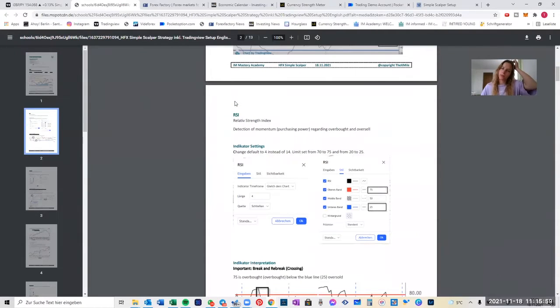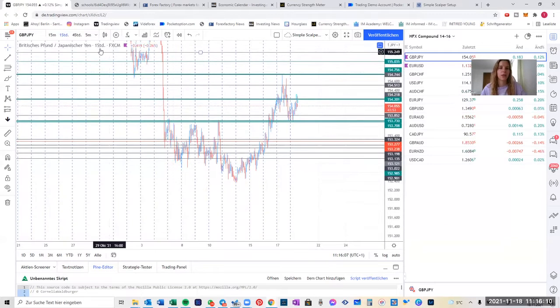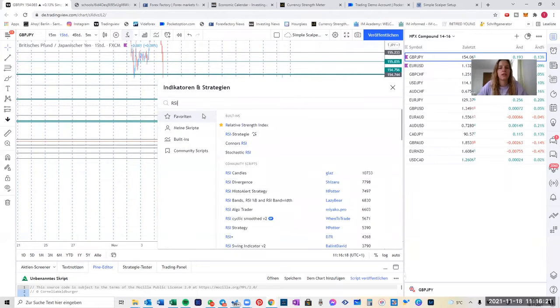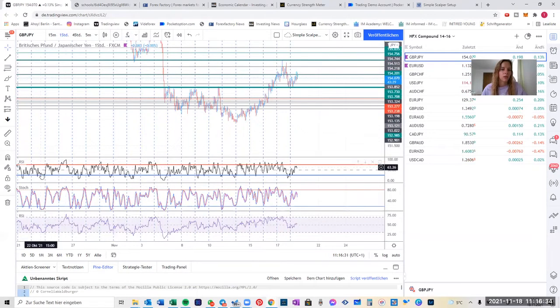So that is the explanation here. First we go to RSI, the Relative Strength Index. You can detect the momentum with it. You can see if it's overbought or oversold. Indicators overall you have here, and I have done some favorites, but we are just typing in Relative Strength Index. I recommend making a star on these things because then you can go to favorites pretty easily.